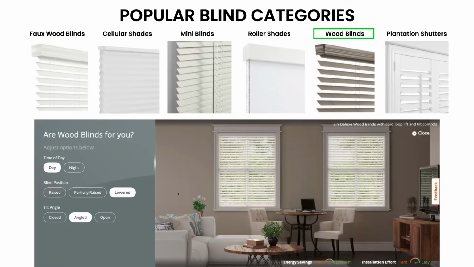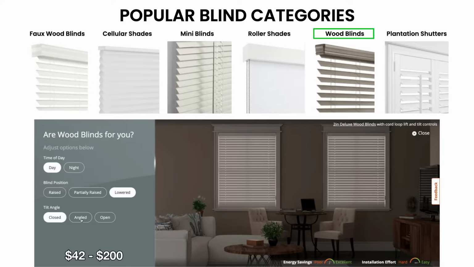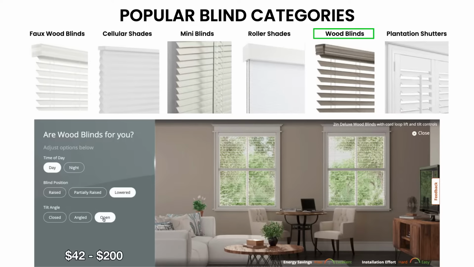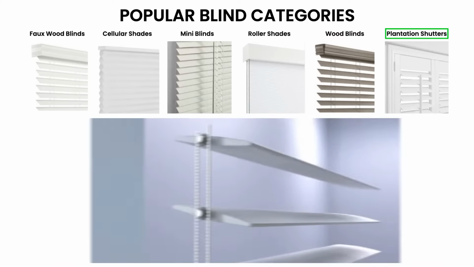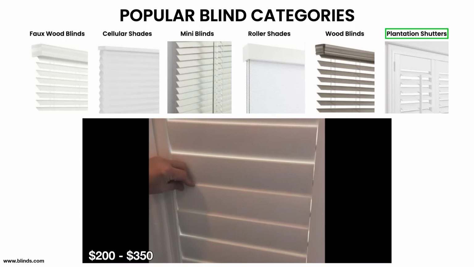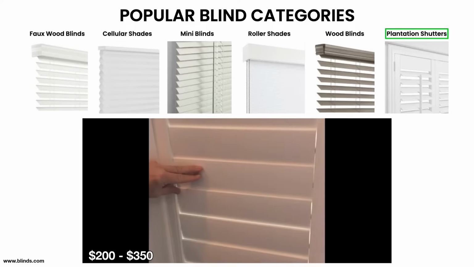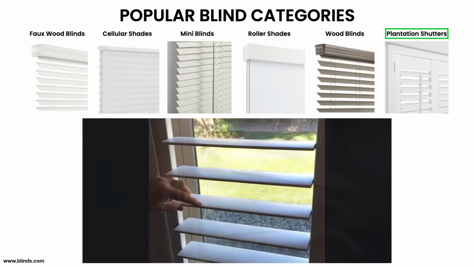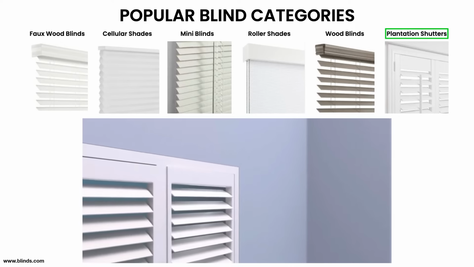The average cost for wood blinds can range from $42 to $200 per window. They are very durable and have increased privacy over the faux wood blinds due to them being made out of solid wood. Wood shutters can cost from $200 to $350 per window, while faux or composite shutters cost between $70 and $260 per window. While they are very expensive, they are very durable and extremely safe for children since they don't have any cords or strings.